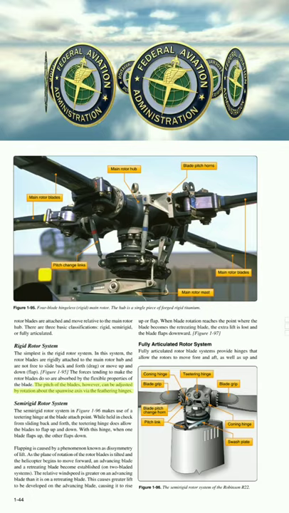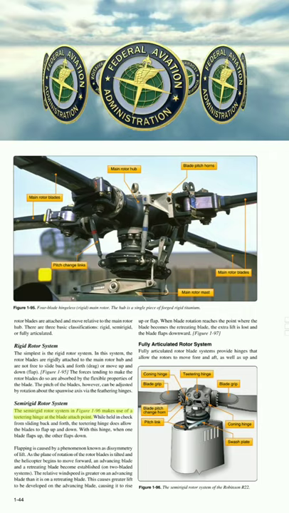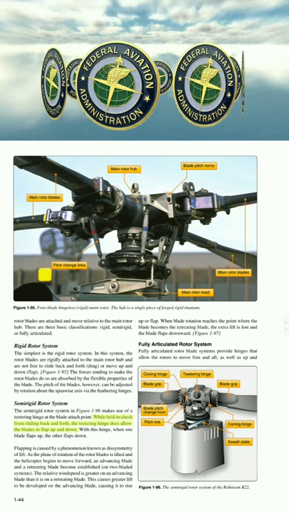Semi-rigid rotor system. The semi-rigid rotor system in Figure 196 makes use of a teetering hinge at the blade attach point. While held in check from sliding back and forth, the teetering hinge does allow the blades to flap up and down. With this hinge, when one blade flaps up, the other flaps down.